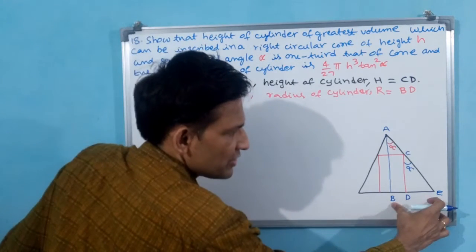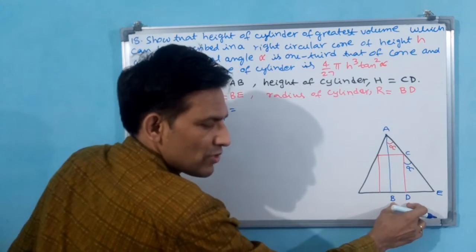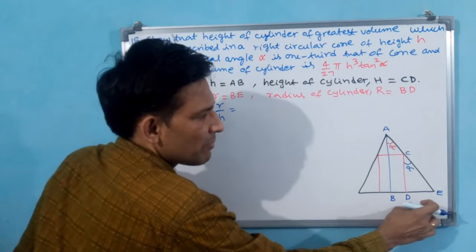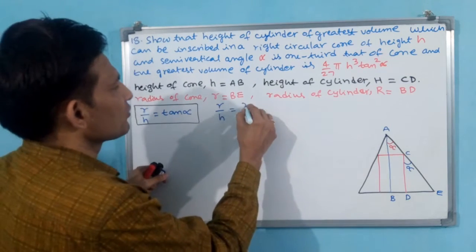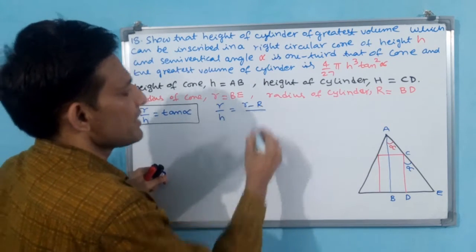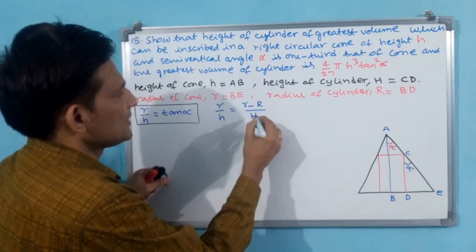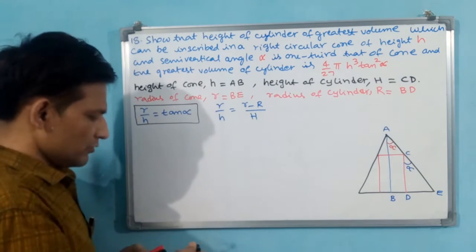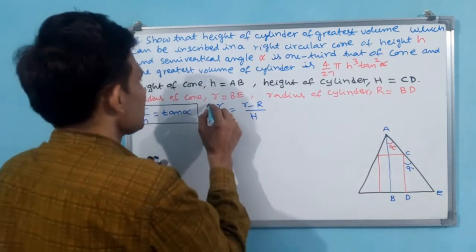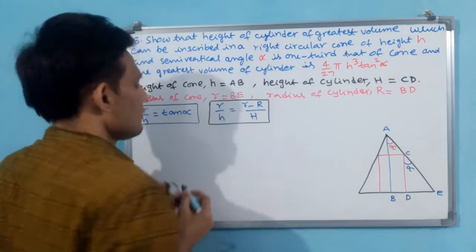Here you see, BE you are having the radius of the cone, small r. BD you are having capital R, the radius of the cylinder. But what about DE? Small r minus capital R, write down. Small r minus capital R divided by CD. CD is height, you know, capital H. Okay, CD is capital H. Okay, this also you box. This result also you have to utilize.